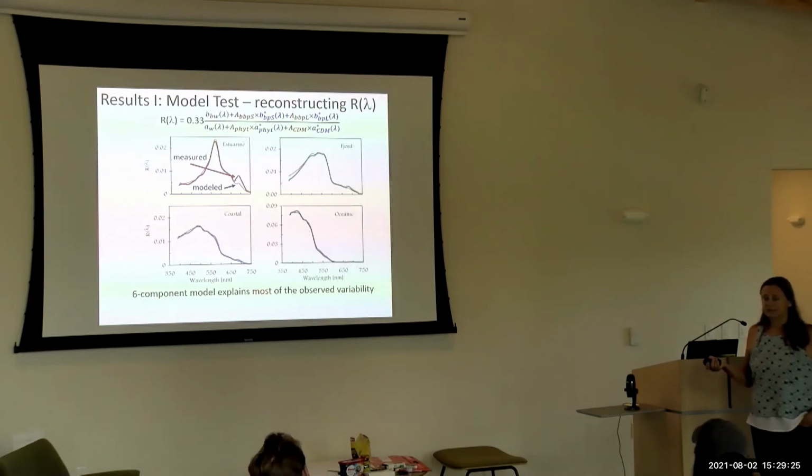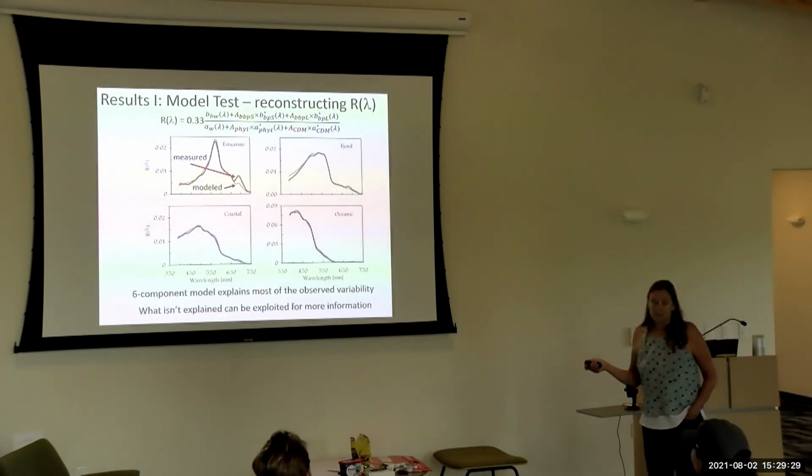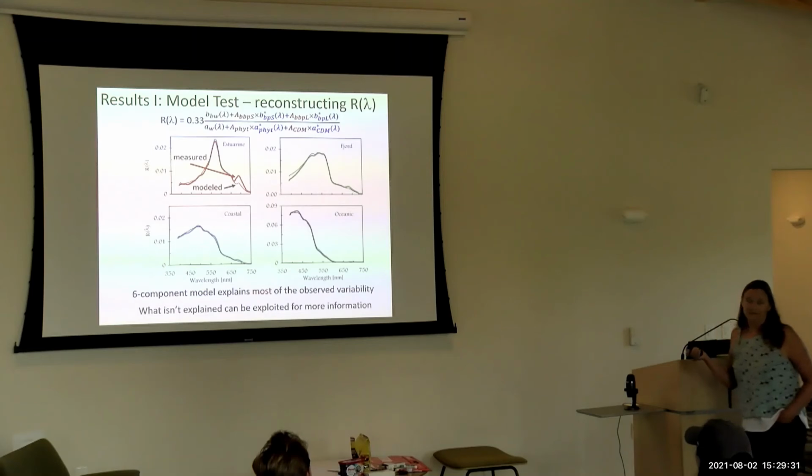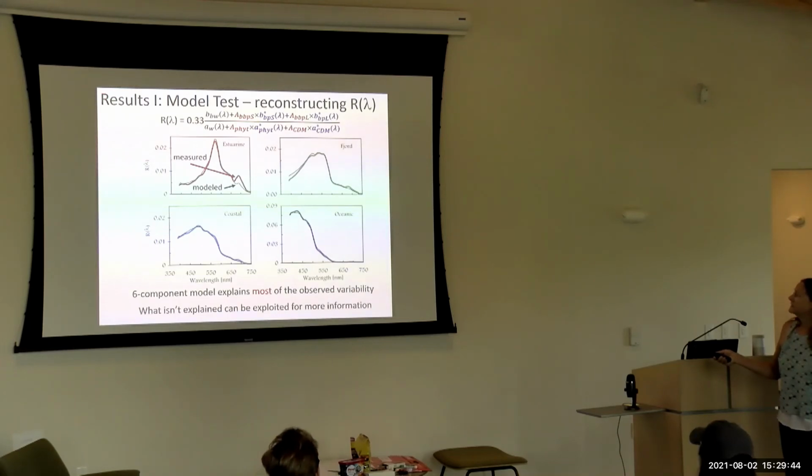Anything else is gravy, right? What isn't explained can be exploited. So where it doesn't match, it means that your basic spectrum is not a good representative of your environment. So for example, this is Dabob Bay. It's a really interesting place in North Puget Sound. So the difference between the model and the measured here looks like what?